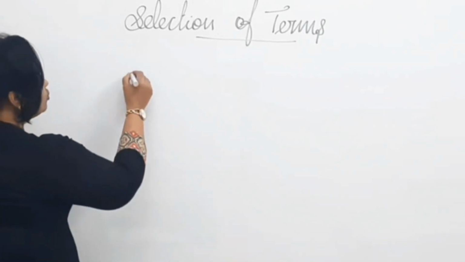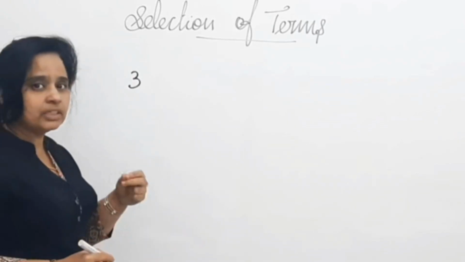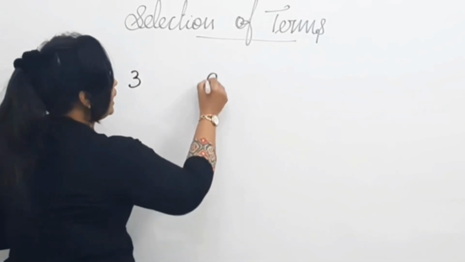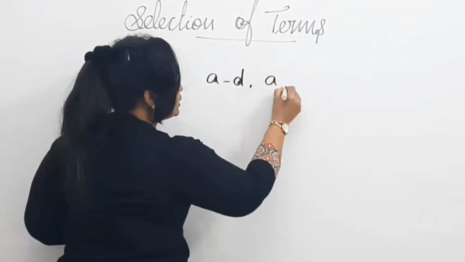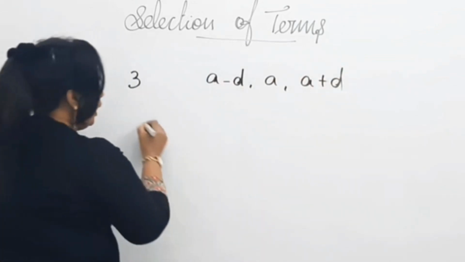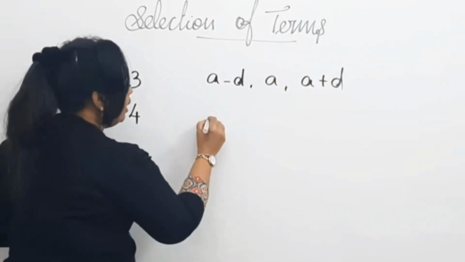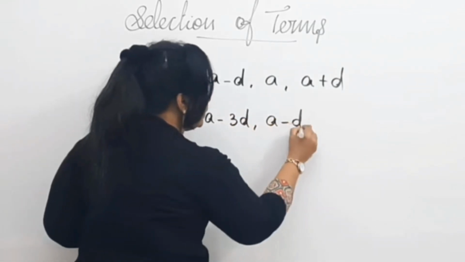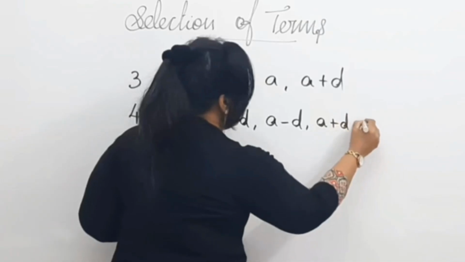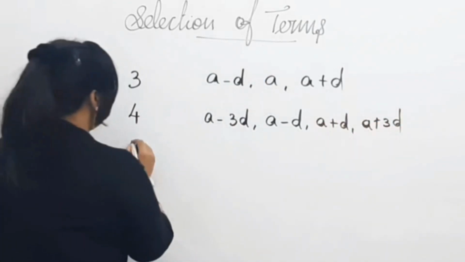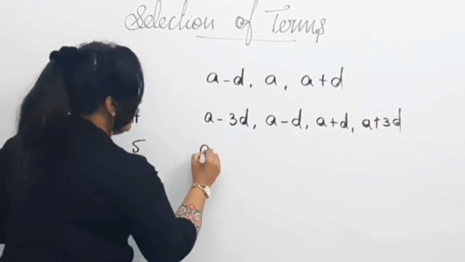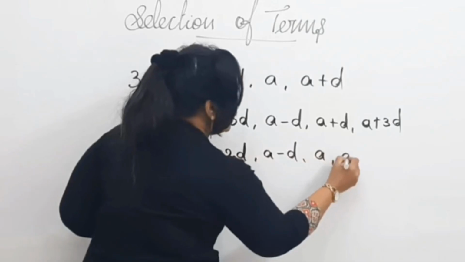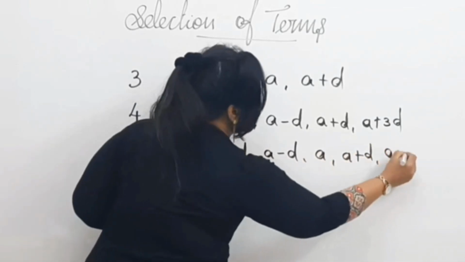If suppose there are 3 terms, few terms that you are asked to find is 3 terms, that is odd number. So I will take my terms as a minus d, a and a plus d. If you require 4 terms, then I would take my terms as a minus 3d, a minus d and a plus d and a plus 3d. And if you are asked to find 5 terms, I would take a minus 2d, a minus d, a and a plus d and a plus 2d.